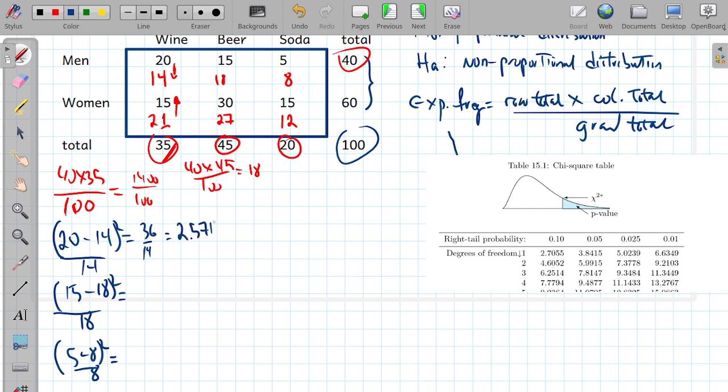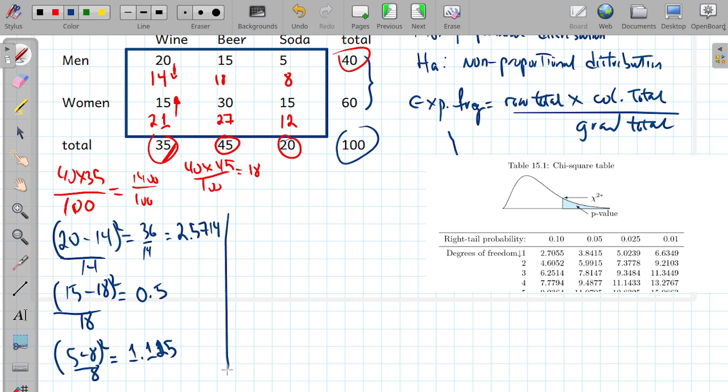2.5714. Now here the difference is 3. 3 squared is 9. 9 over 18 is a half. That's easy. Cool. Here's the difference of 3. 3 squared is 9. 9 over 8 is 1.125. There we go. All right, so that's the men row.